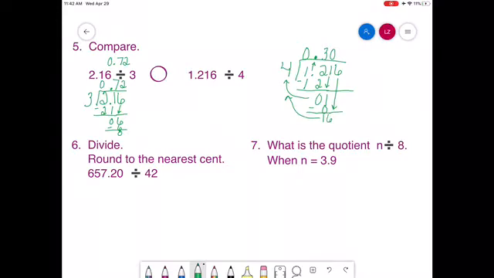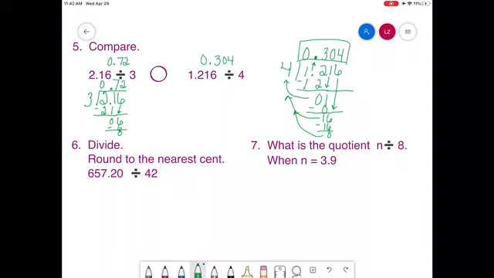16. 4 goes into 16 4 times. 4 times 4 is 16. Subtracting, get a 0. 0 is less than 4. There's nothing left to bring down. So our answer is 304 thousandths. Which is bigger, 304 thousandths or 72 hundredths?